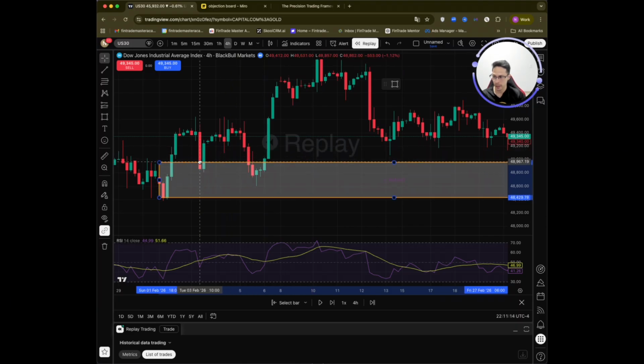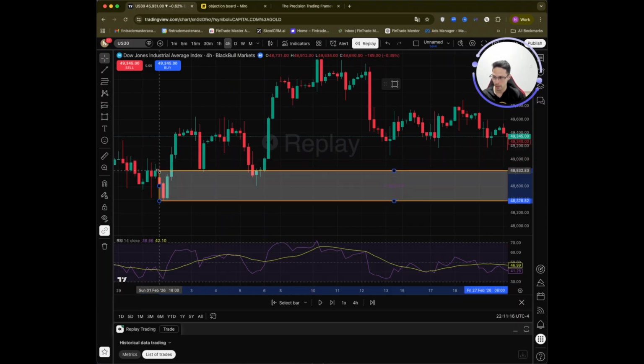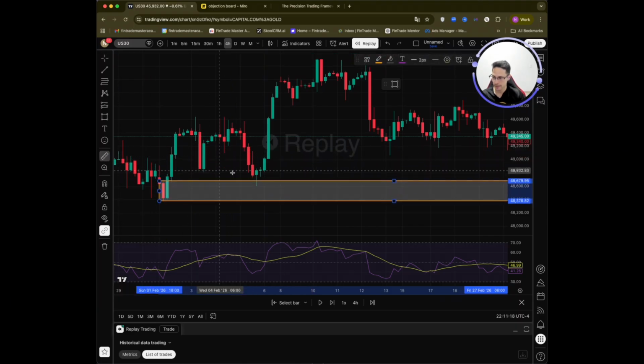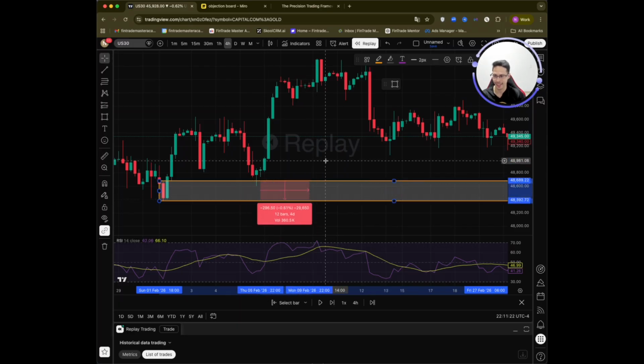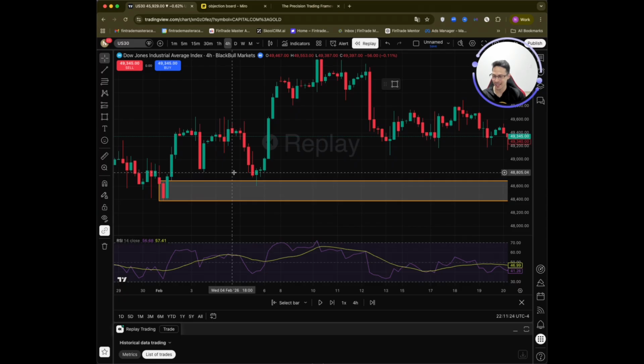But if we go over here and measure this zone, it's literally half of it. Right? So their stop loss is going to be a lot smaller. So this is a higher probability and a lot easier zone to know that this is going to tap into and then go up, right?